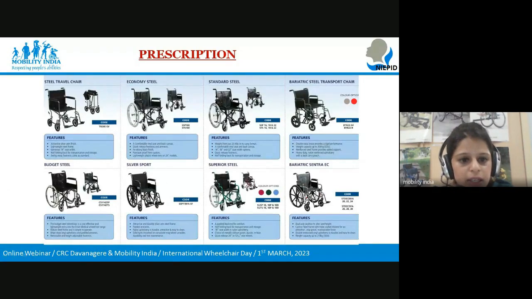So here is just an example of a printed prescription which talks about the product details. So next.